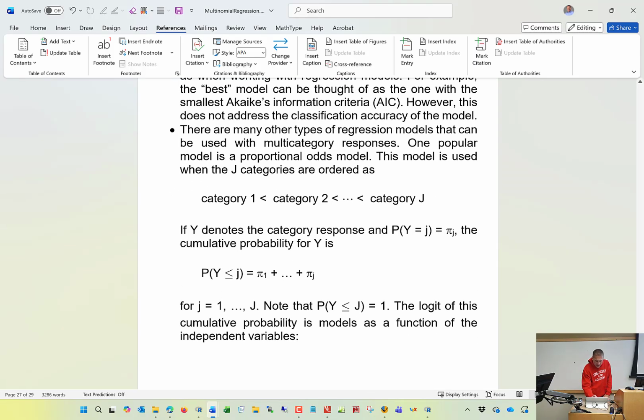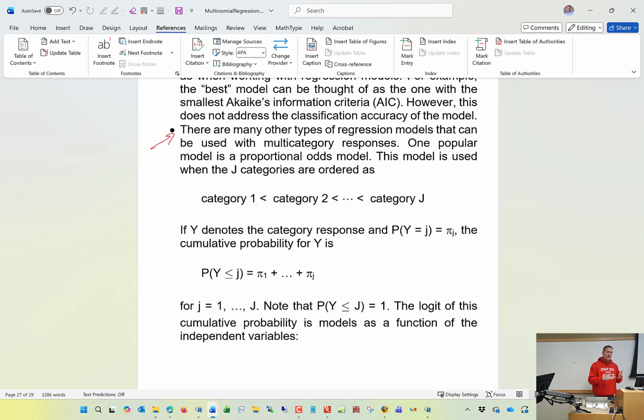There are many other different kinds of regression models that are like the multinomial regression model that we just saw. At least in my categorical data analysis book, I refer to these as we have a multi-category response, and there are a number of different models for it. In particular, there are models that deal with, let's say you have ordering amongst your categories.